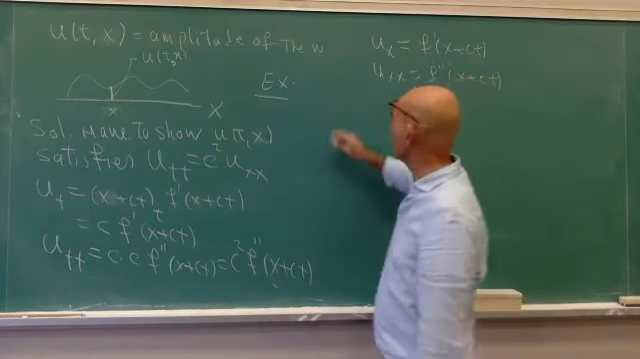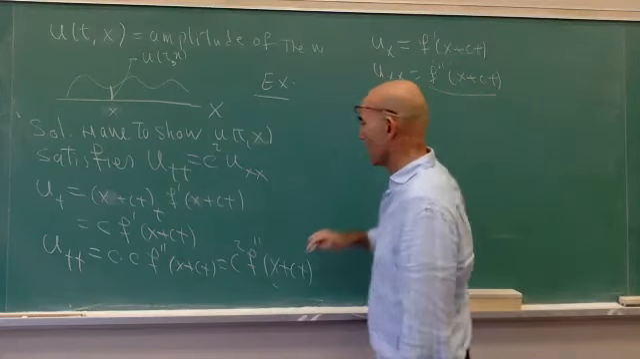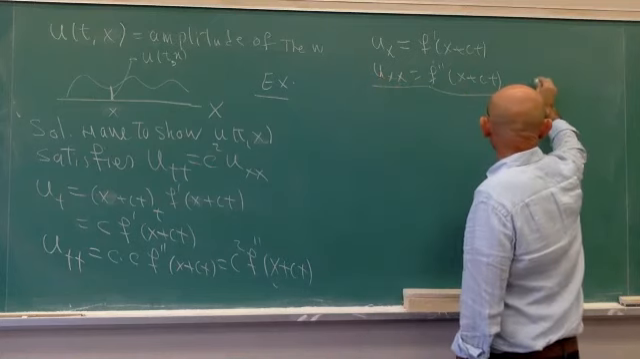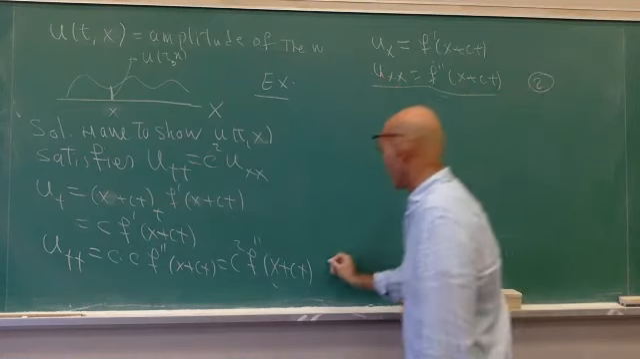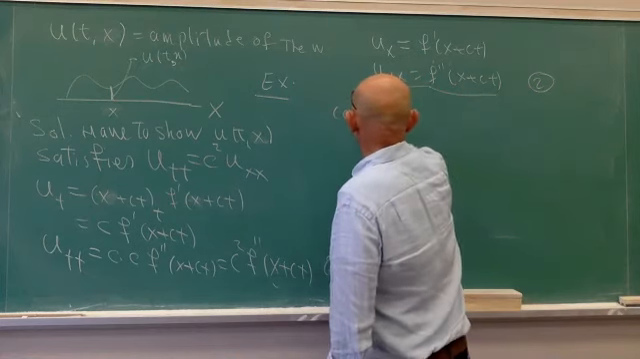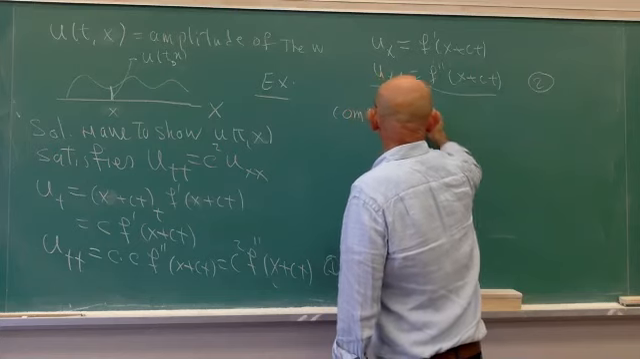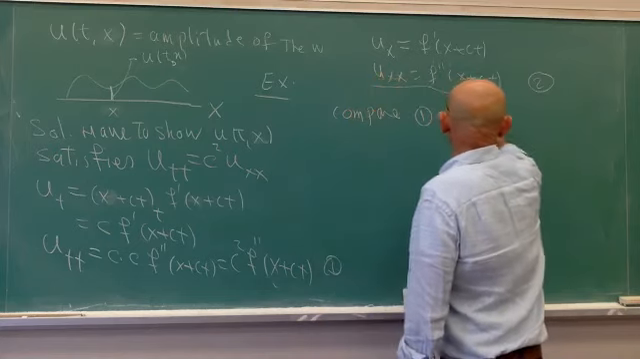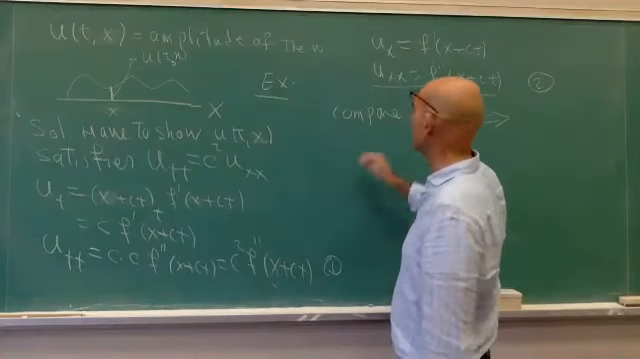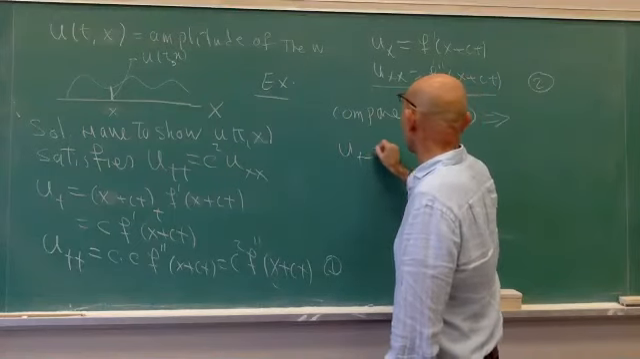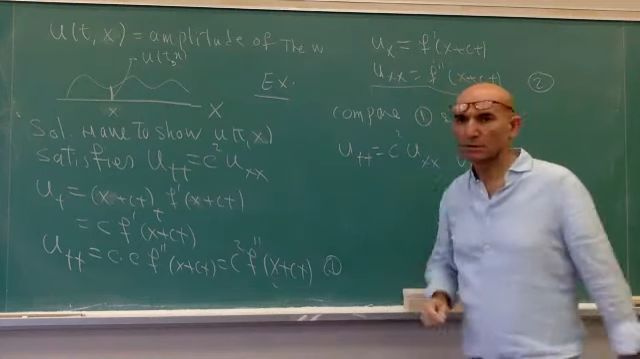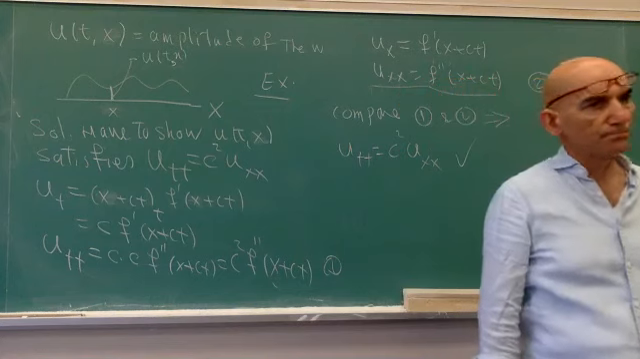Of course you see that comparing 1 and 2, we just verified that u_tt equals c squared u_xx. So it satisfies this partial differential equation.